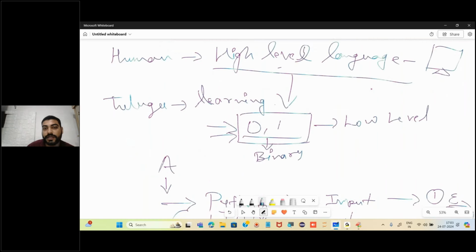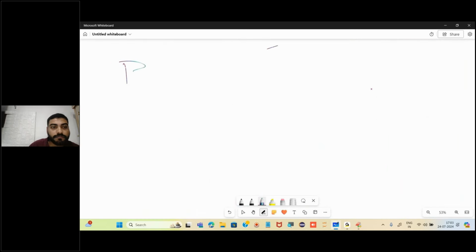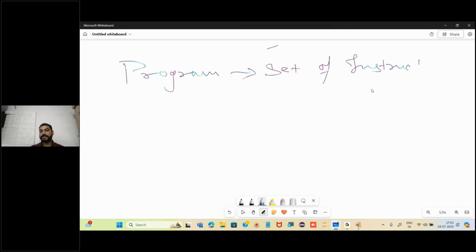Okay, so what is a program? What is a program? Programming language is needed to communicate with the system. So what is a program? It is a set of instructions. Why do we say it is a set of instructions? Why do we need a set of instructions?